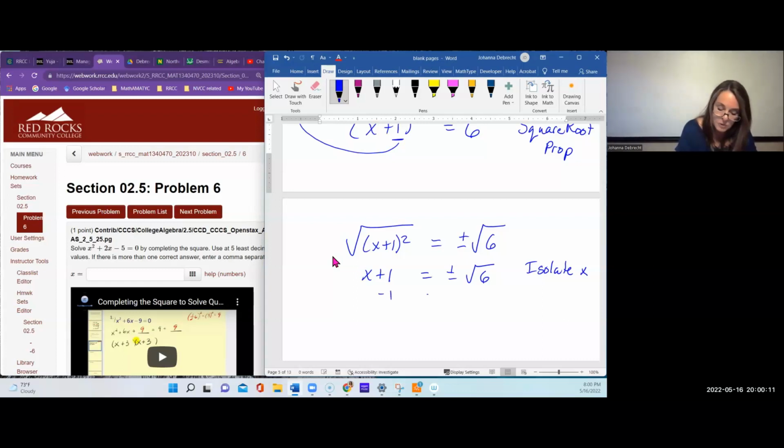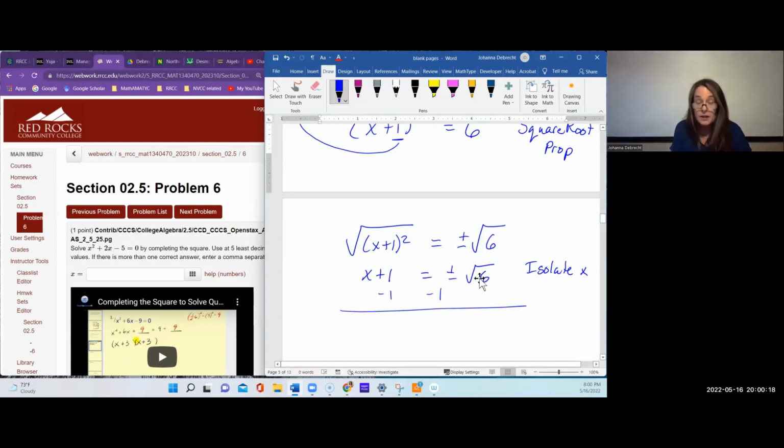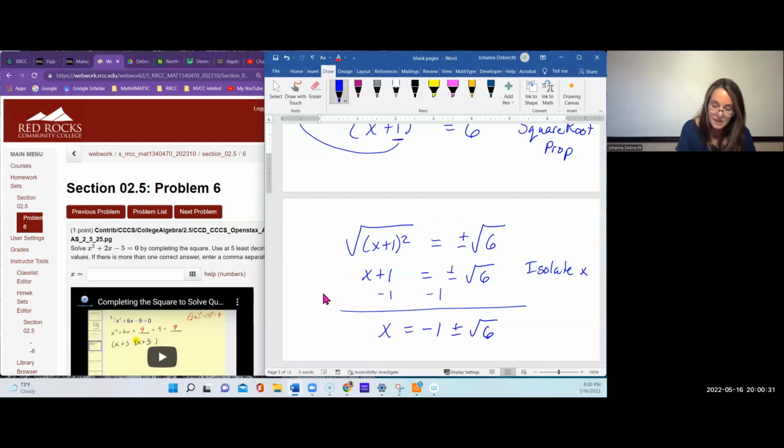This would subtract 1 from both sides. However, this is an integer, and this is an irrational number, the square root of 6. They're not the same kind of number, so they can't be combined. The best we can do is to write -1 plus or minus the square root of 6.